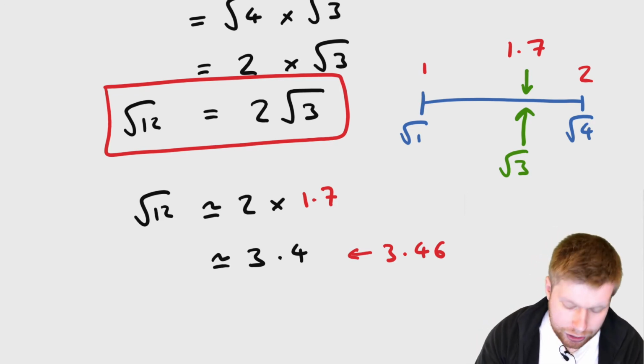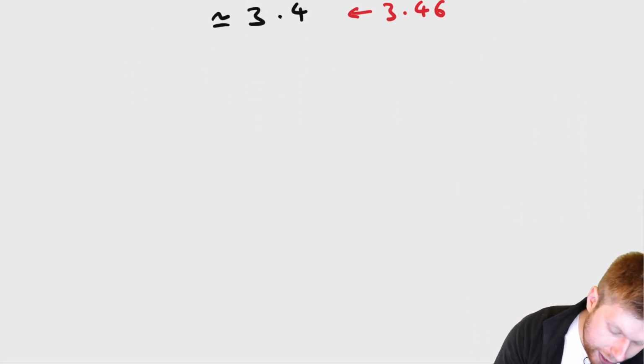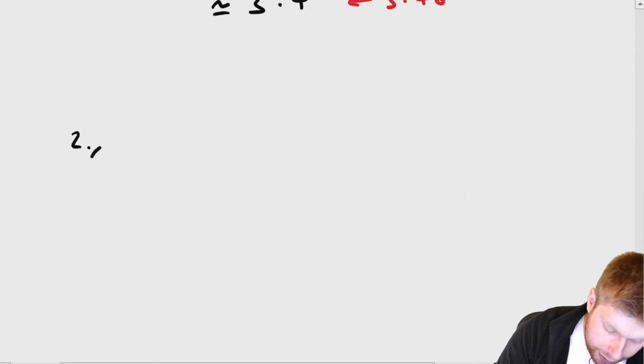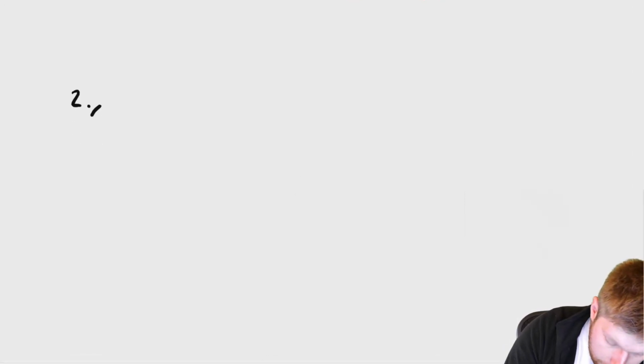Now, let me just give you another example of simplifying surds, because that was quite an in-depth example. So let's try something like this. Let's try the square root of 8.